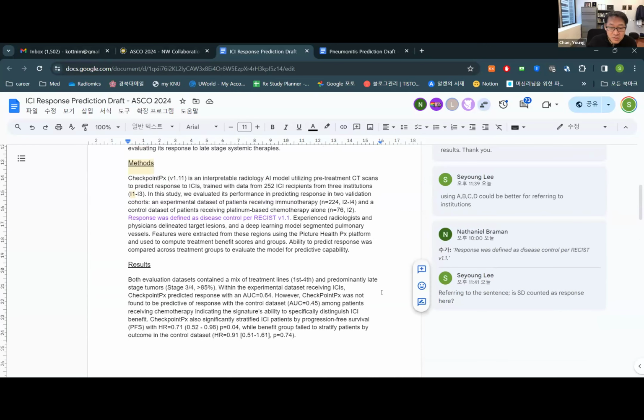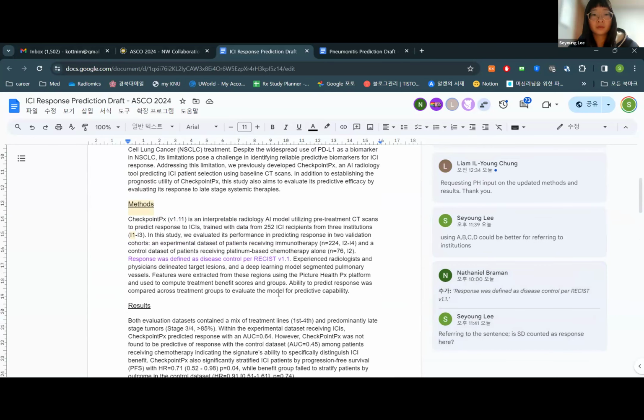So one thing to clarify with Nathaniel is whether stable disease is defined as response for the purpose of analysis or not. If it was, it's okay to leave it like this. If that wasn't the intent, then we should fix it. Got it.